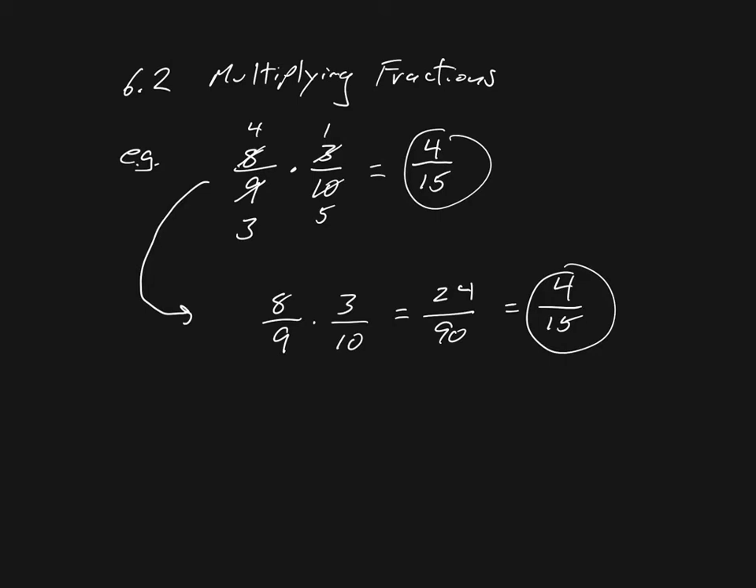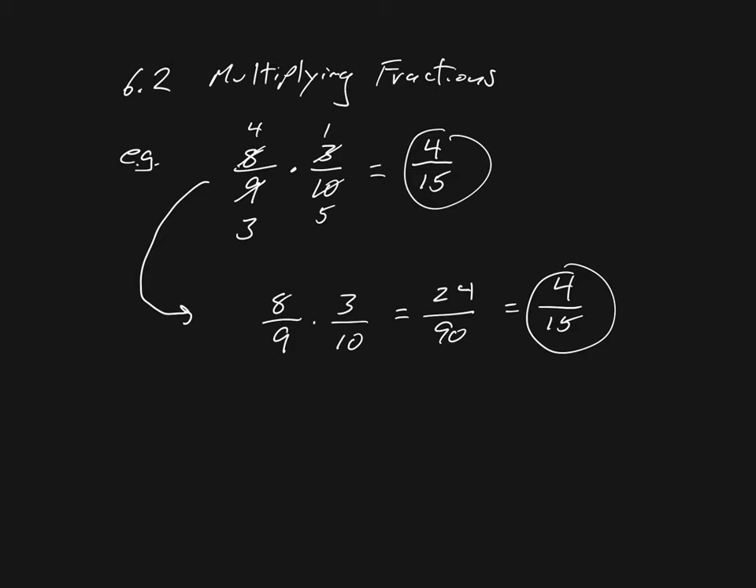What's the advantage of number one, though? What's the advantage of reducing it first? It's faster and it keeps the numbers down, doesn't it? It's not so easy to figure out what the greatest common factor is of 24 and 90, but it's easy to figure out that 3 goes into 9 and 3. But are you wrong in either way? And the answer is no.